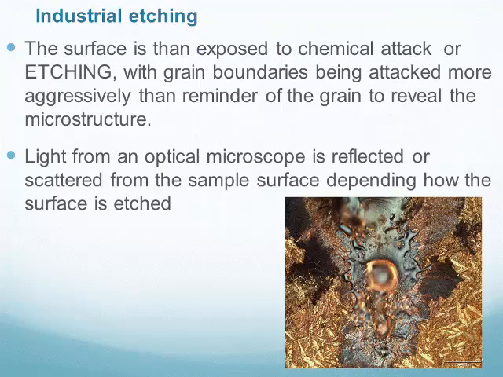After polishing is etching. The surface is then exposed to chemical attack or etching, with grain boundaries being attacked more aggressively than the remainder of the grain to reveal the microstructure. Light from an optical microscope is reflected or scattered from the sample surface depending on how the surface is etched.